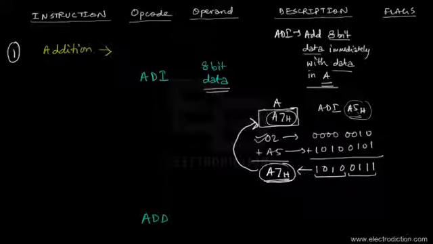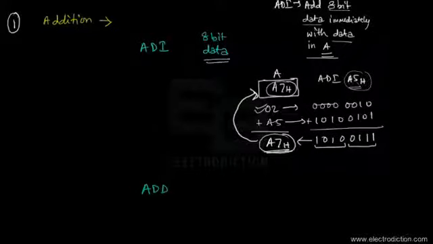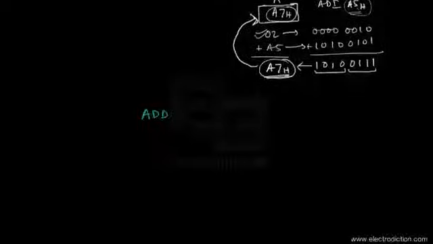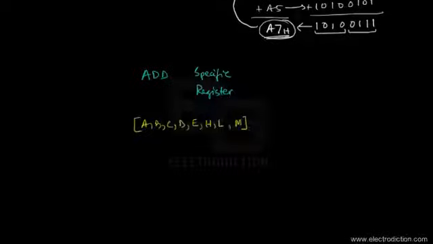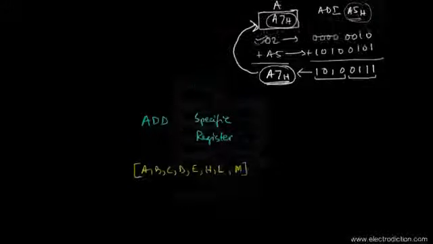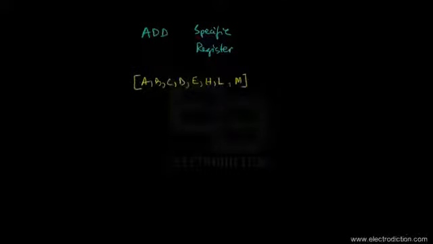Now we're moving on to the other type of addition instruction that we are supposed to learn over here. That is ADD, or the add instruction. Now the add instruction is different from the ADI instruction in a way that it basically works with registers.